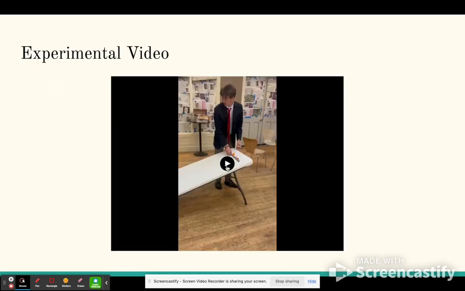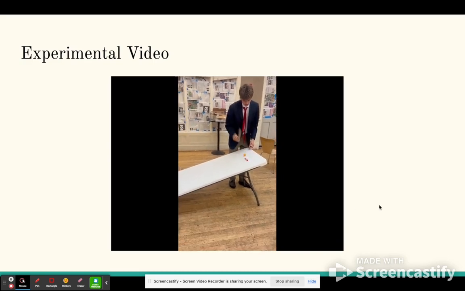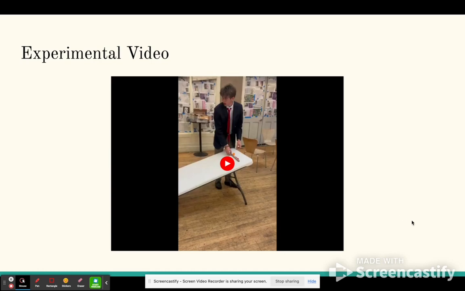So here's the experimental video. You can see there's a marker, which is a cylinder, and the ping pong ball, which is a hollow sphere, rolled down a ramp. You'll be able to see that the marker made it down the ramp much quicker than the ping pong ball, and we'll get into that.